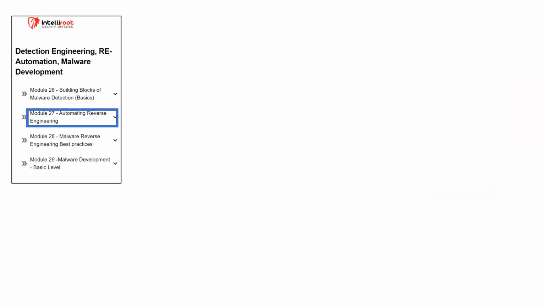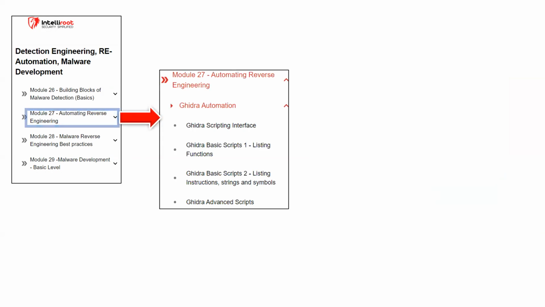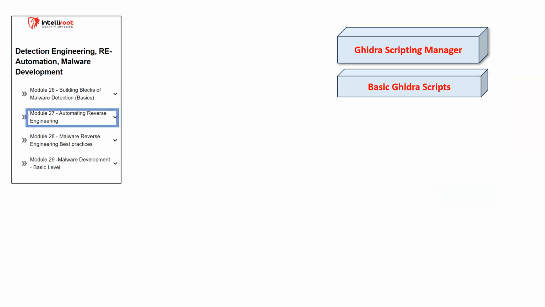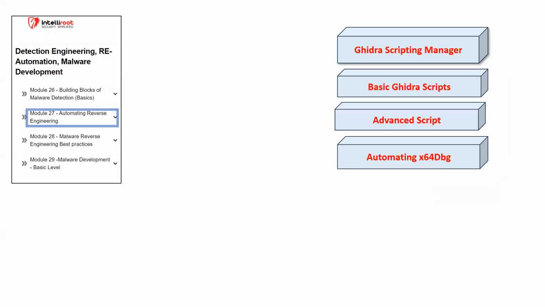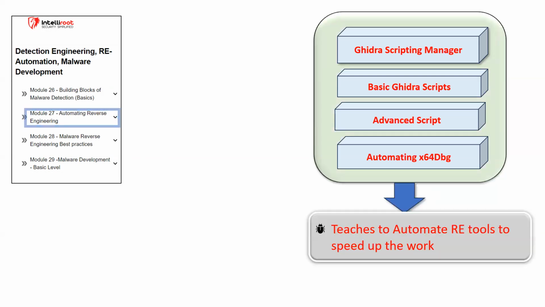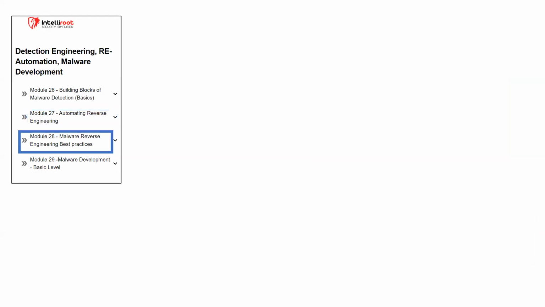Module 27 talks about automatic reverse engineering. So here you are going to learn about automating some of the tools like Ghidra and x64dbg. This module is going to teach you how to automate reverse engineering tools and speed up your reverse engineering task.